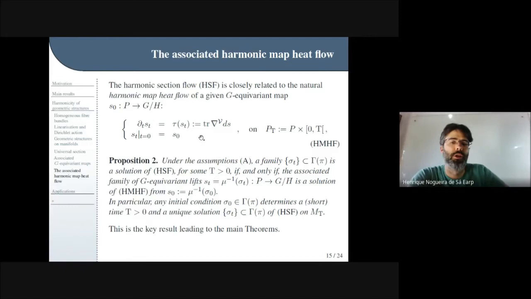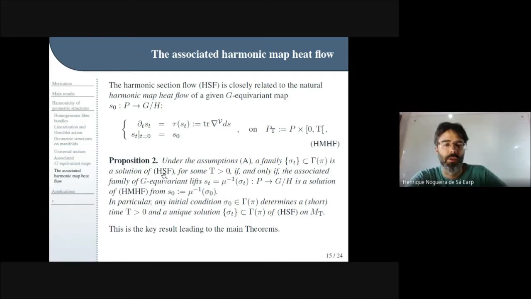But then we can use standard technology to understand the harmonic map heat flow, draw conclusions as to when solutions for this exist, and then translate it back into the existence of a solution to the harmonic section flow. Indeed, this is what we established here: a family is a solution of the first flow if and only if its associated family of G equivariant lifts is a solution of the classical harmonic map heat flow with the corresponding initial condition. Now, we know that the harmonic map heat flow is parabolic. It always has short time existence. So in particular, we derive trivially theorem one, the short time existence of solutions to the harmonic section flow.